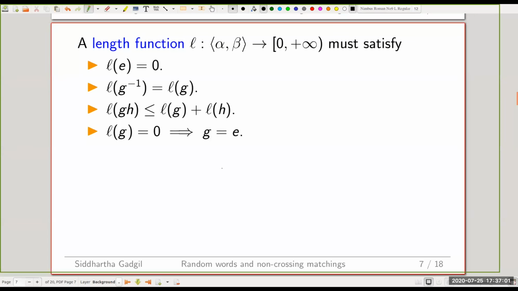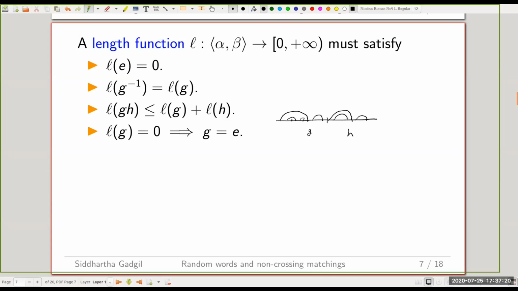Okay. The third one is not hard. So let's look at this. Namely, if I have G and H, and if I have a non-crossing matching for G, it may look like this, and I have a non-crossing matching for H, just put them next to each other. You get a non-crossing matching for GH.